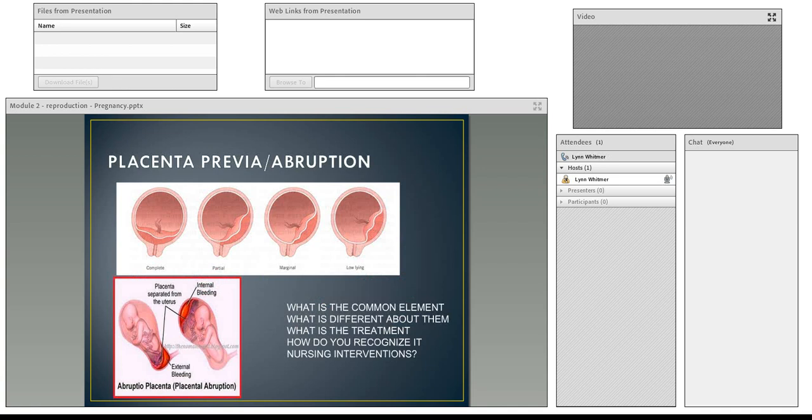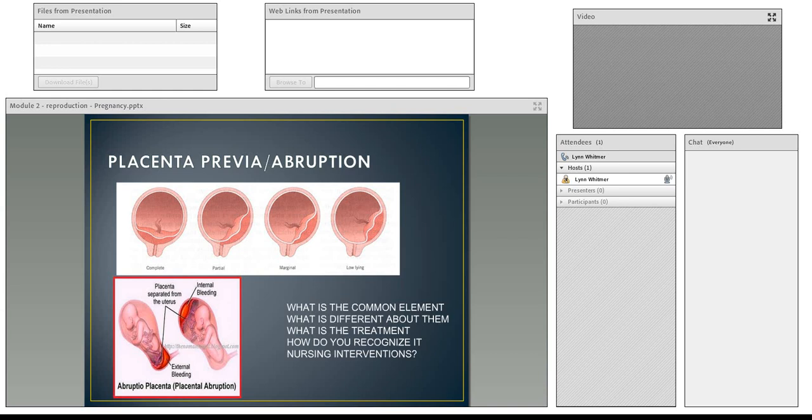Placenta previa, placenta abruption. The top picture is the previa. These are the four different types of previa that you might see. The common element of both is vaginal bleeding. What's different is that placenta previa has painless bleeding and abruption has painful bleeding. What is the treatment? Conservatively, we try to manage. We just try to watch and wait, especially if she's at a preterm status.